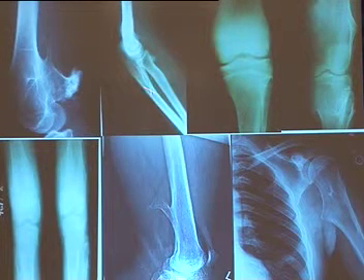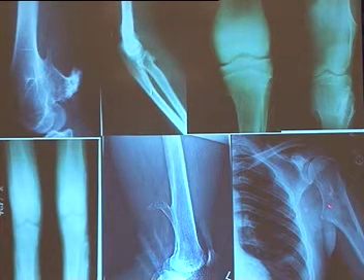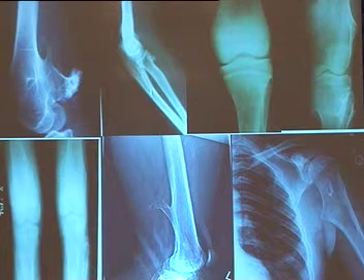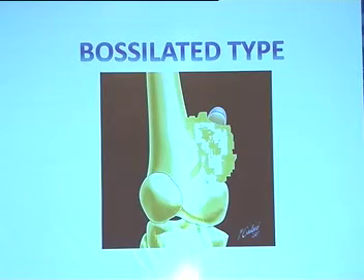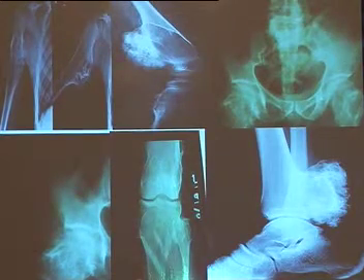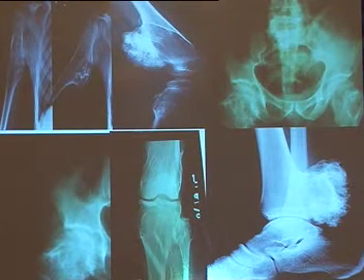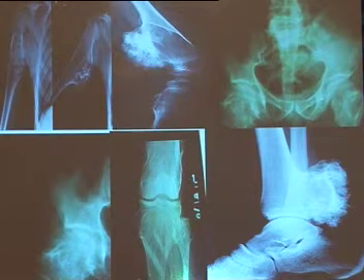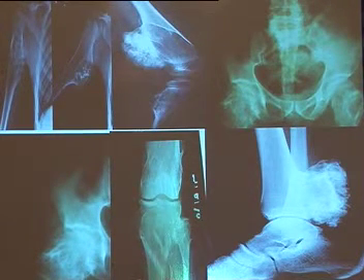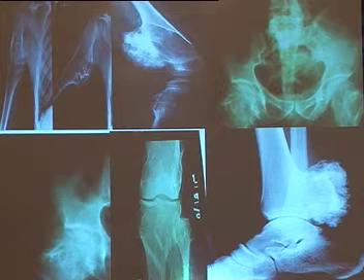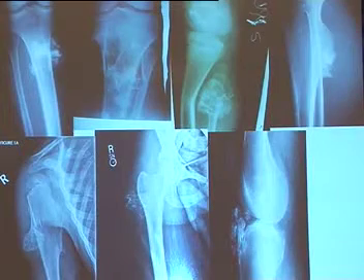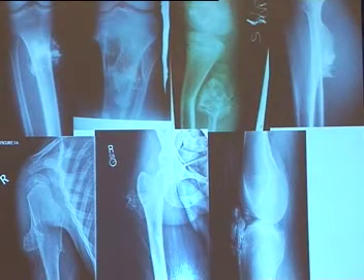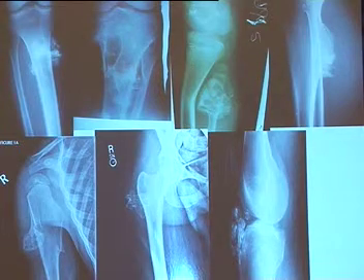Yeah, this is distal femur and again proximal humerus. Again we described a bossylated type. You can see the distal tibia, the proximal femur and the proximal humerus here, and the proximal femur again in the different radiographs. Same again, the bossylated type of osteochondroma.